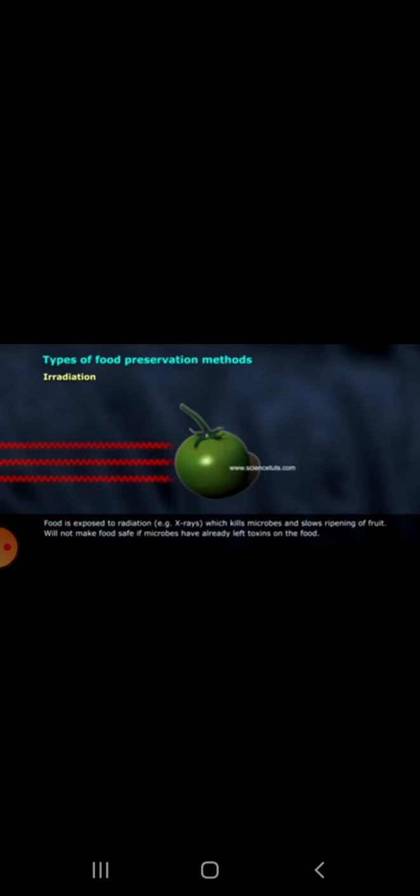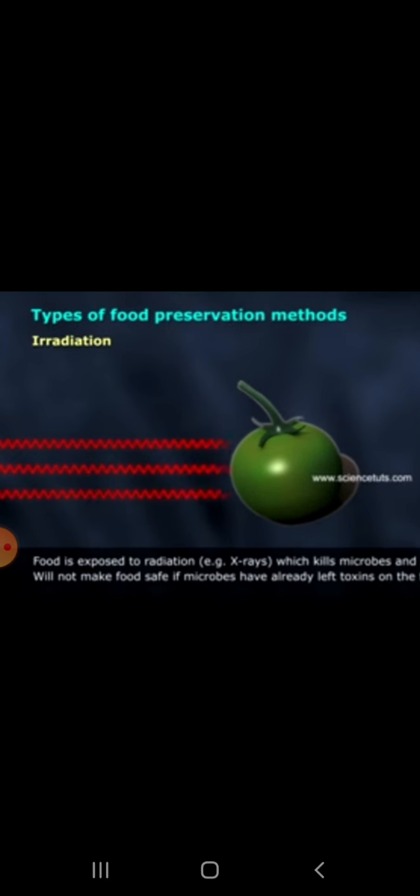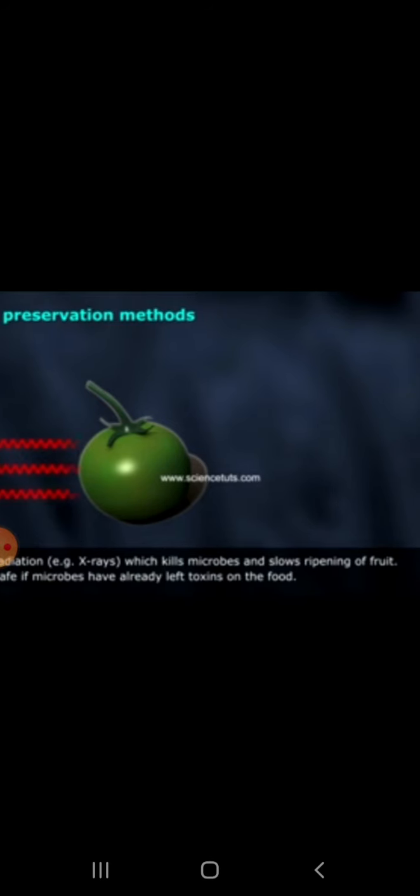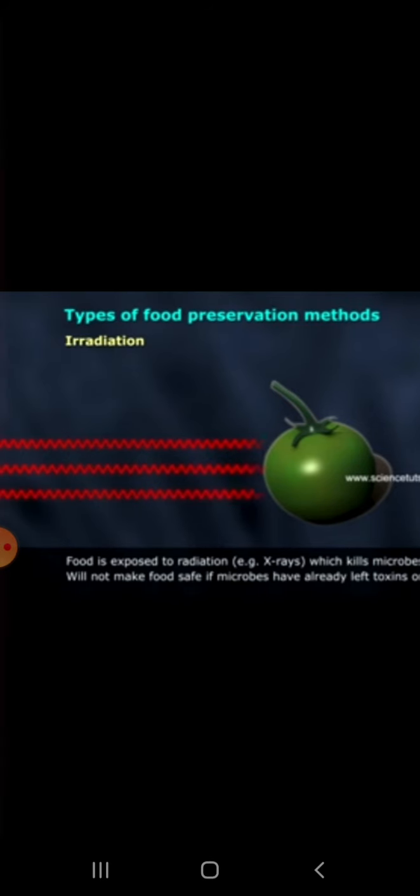Next method is known as irradiation. In the irradiation method, the microorganisms present in food are killed by different rays like X-rays and gamma rays, which kill microbes and slow the ripening of fruit. But suppose the food items are already affected by microorganisms, then this method will not work.